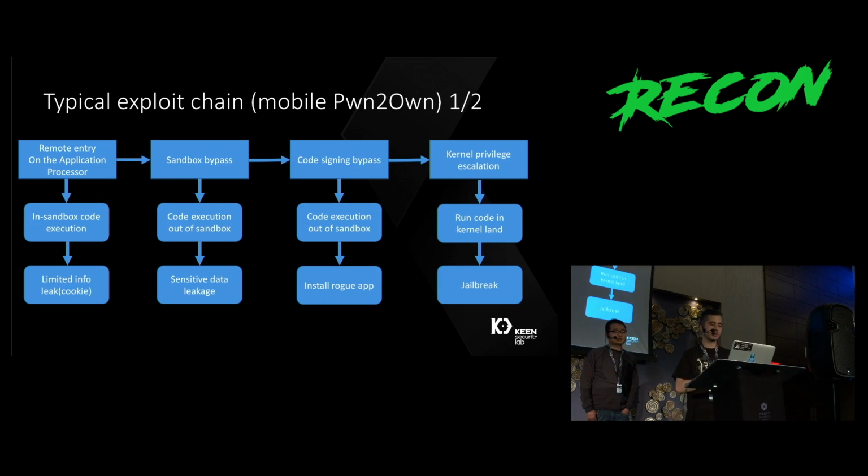So, like I said, there are different types of Pwn2Own targets, and depending on which category you approach, the exploit chain will be a little bit different. I will describe two. This one is the browser-based one. What does it mean? The user browses a URL, and we get the initial code execution on the application processor.